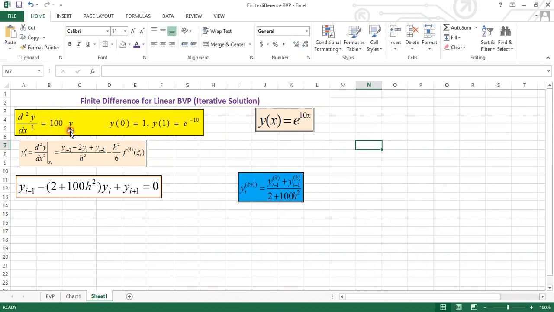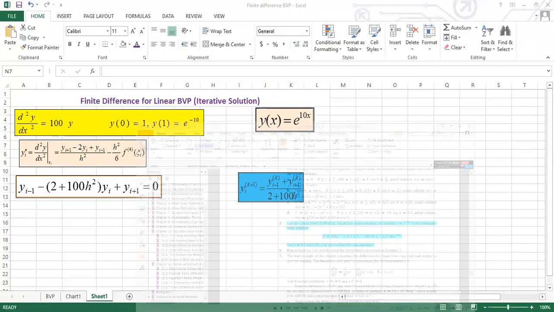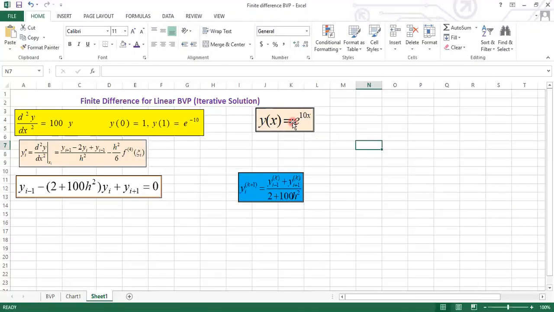It's a simple two-point boundary value problem, where we have boundary conditions y of 0 equal to 1 and y of 1 equal to e raised to the power minus 10. We have the exact solution available, y of x equal to e raised to the power minus 10x.